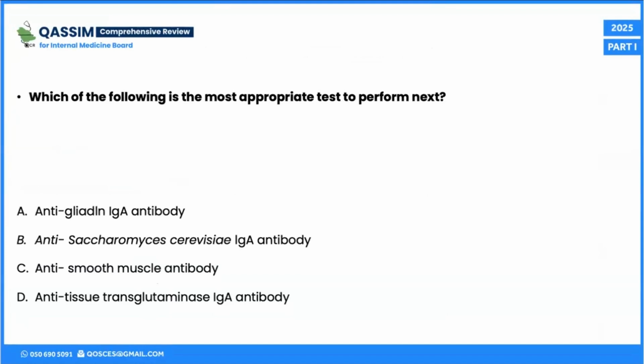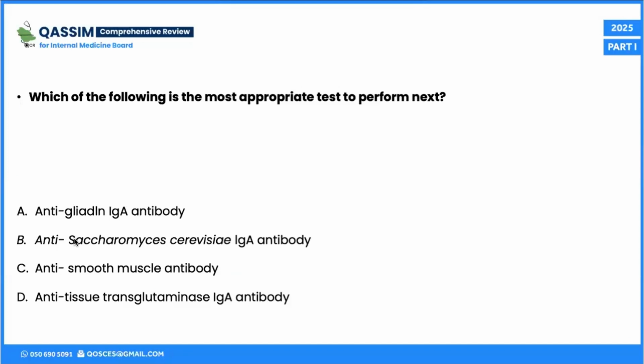So can we put a poll, please? Basically, a young female with chronic diarrhea and bloating, with a family history strongly positive for autoimmune diseases, presented with elevations in liver enzymes. So what should we do next?